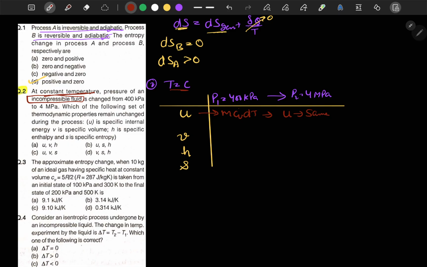Now if we talk about v, it is given as incompressible, so the specific volume will also be the same. Next, enthalpy is given by u plus pv. So u is constant, v is constant, but p increases, so h varies. And entropy is also a function of temperature.